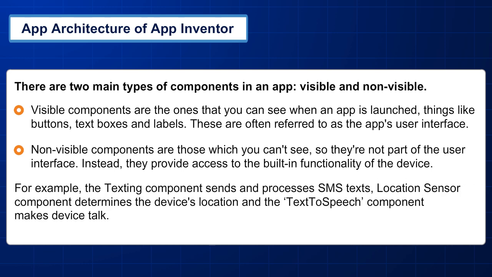For example, the texting component sends and processes SMS texts. The location sensor component determines the device's location, and the text-to-speech component makes the device talk. Both visible and non-visible components are defined by a set of properties.